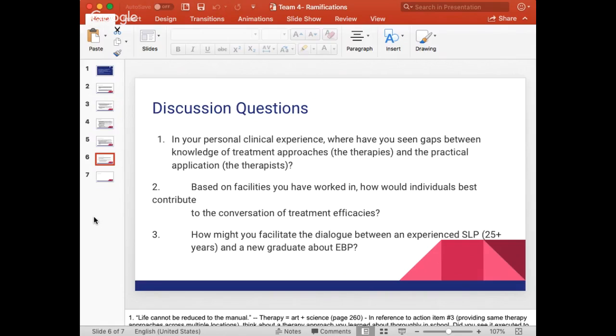And then for the second question, based on facilities you have worked in, how would individuals best contribute to the conversation of treatment efficacies? For example, I was at Concordia of the South Hills, which is an adult skilled rehab facility, and the PTs, OTs, and speech all shared a therapy gym. So everyone was constantly bouncing ideas off of each other and having an ongoing dialogue about whether a treatment was working or not. But not every type of facility has that opportunity for ongoing communication and being in the room with each other all the time.